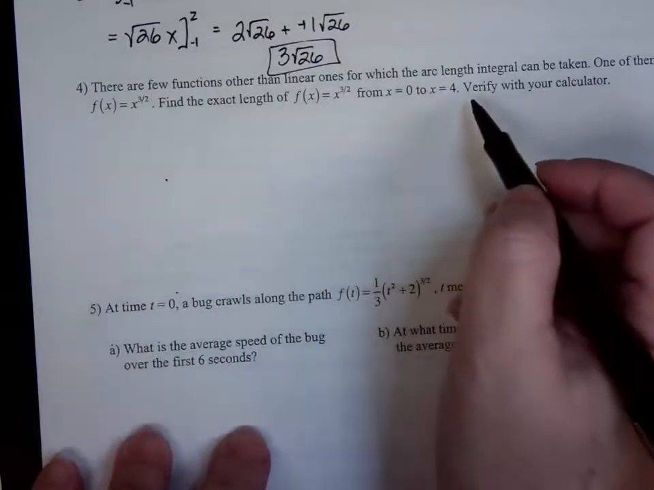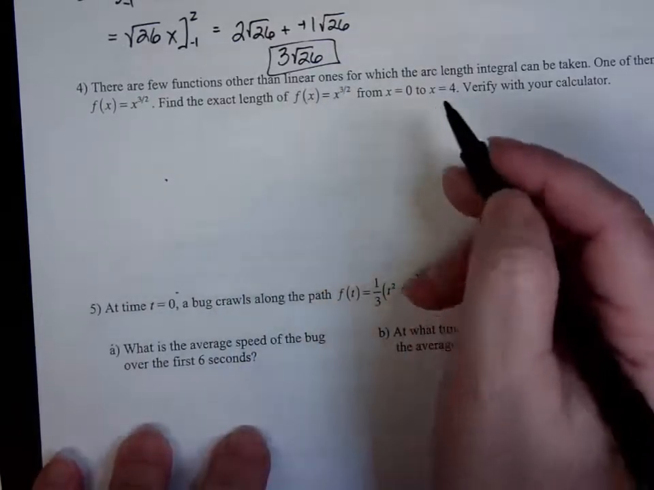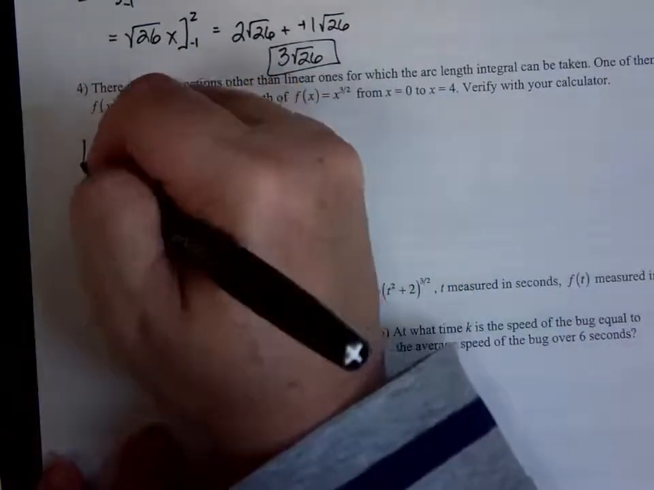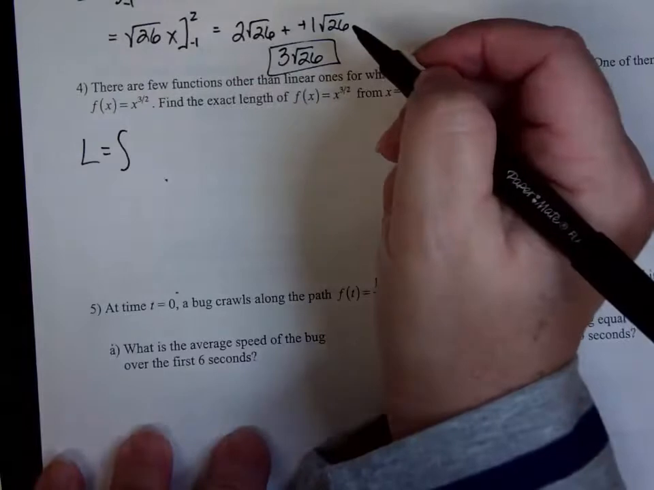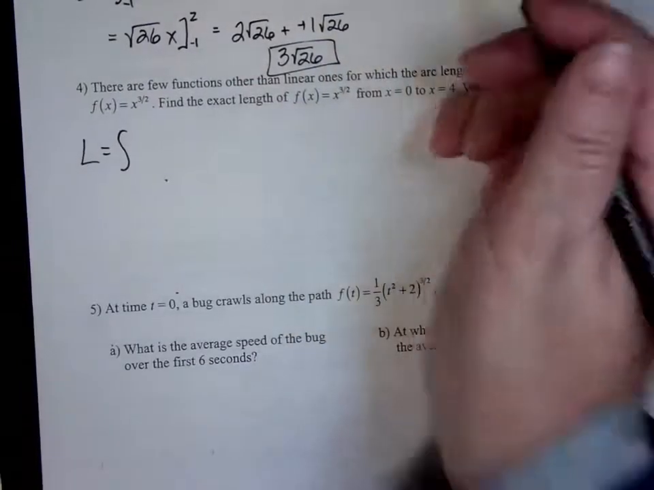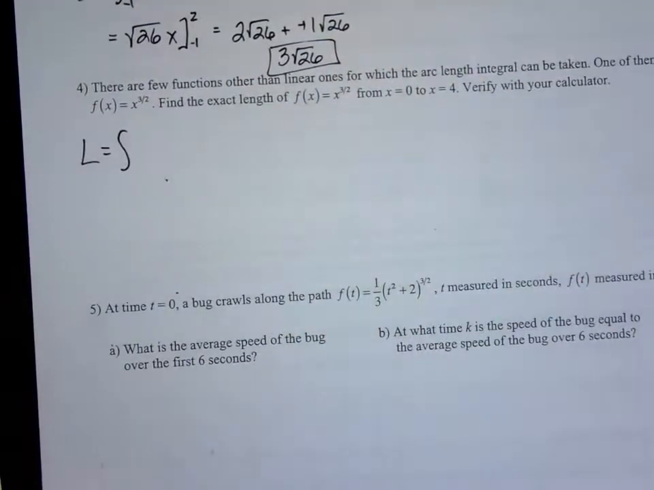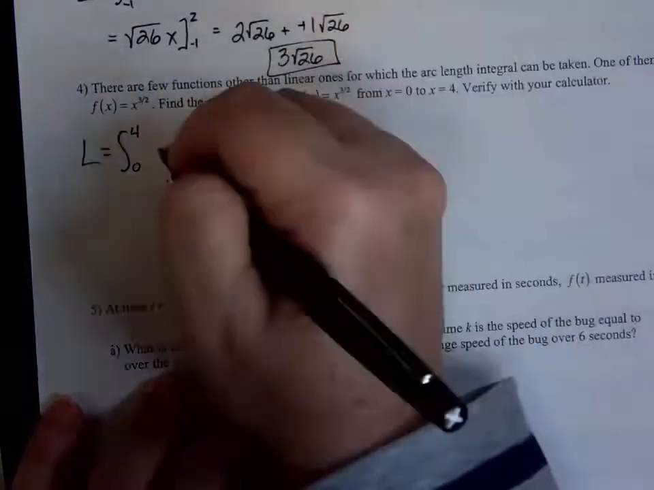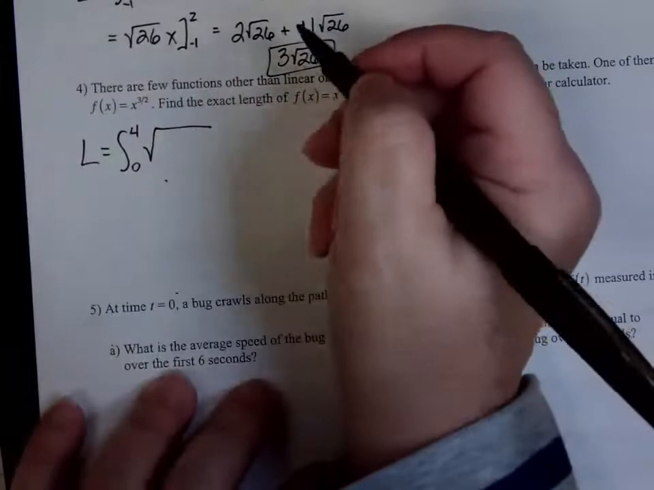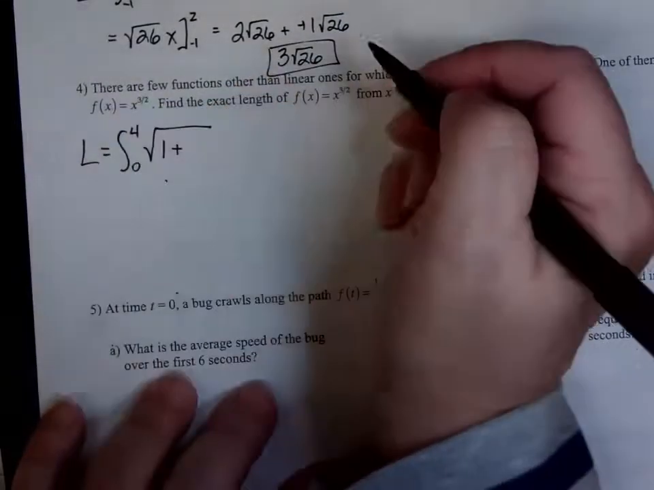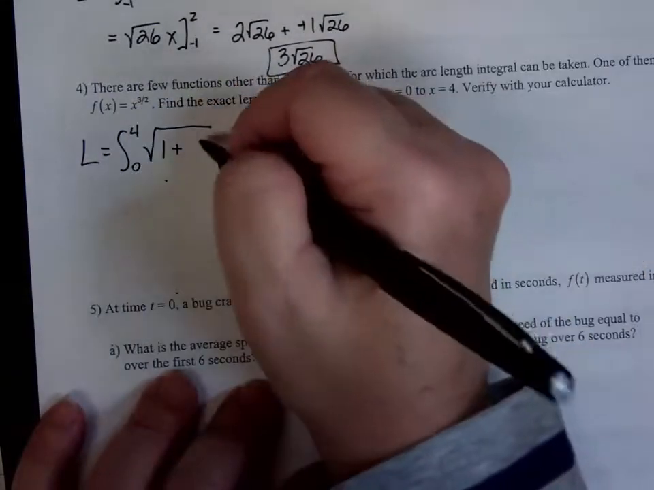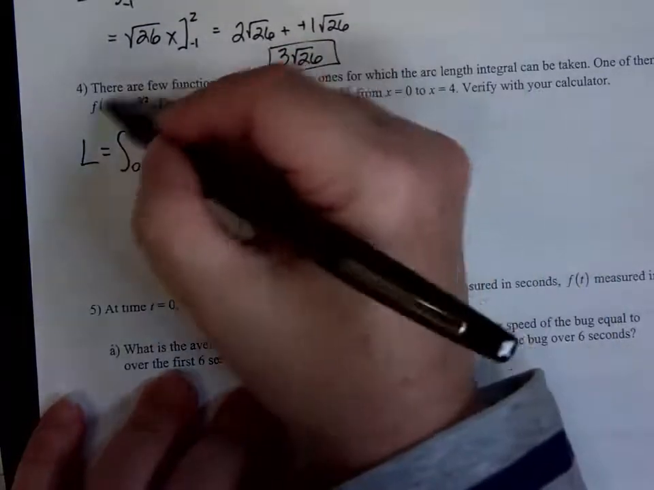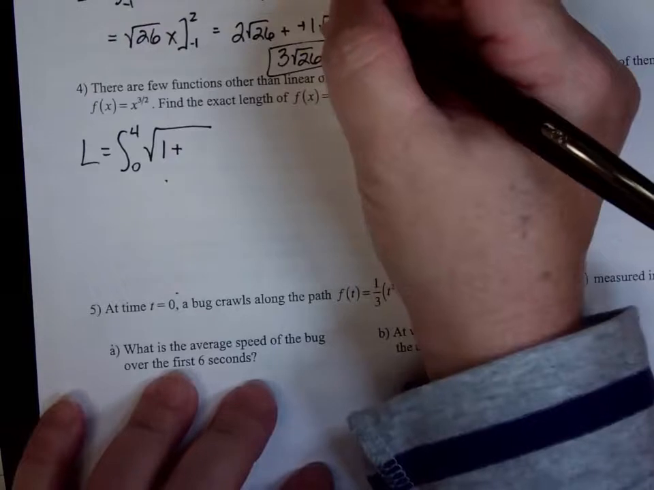And we're going to do it with the calculator. Okay, so L equals, what are my limits of integration? 0 to 4 of the square root of 1 plus, okay, I'm supposed to put f prime squared in there. So I'm going to go out to the side because f prime is not quite as easy as it was for number 2, and do the math out to the side.